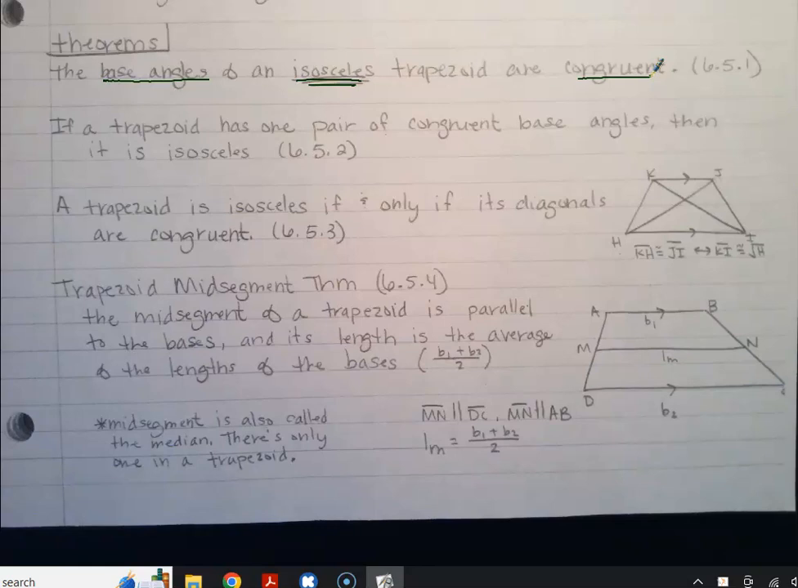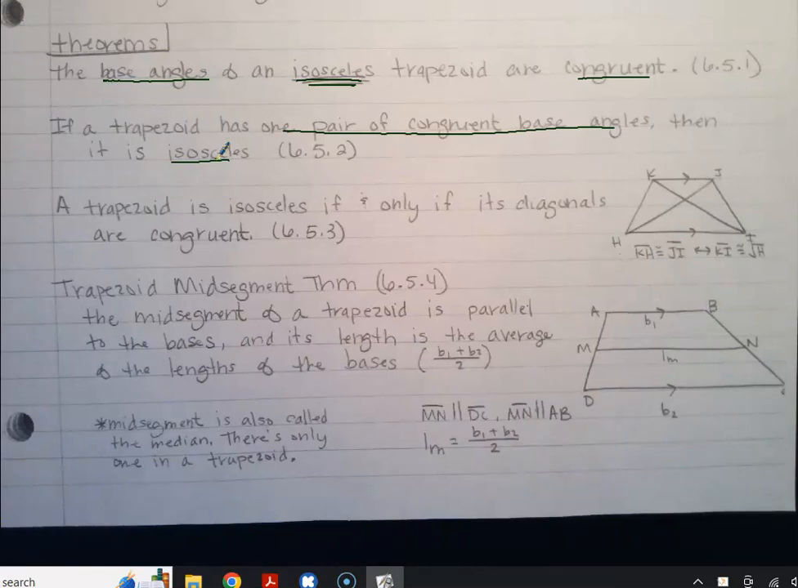Okay, this is true. If a trapezoid has one pair of congruent base angles, then it is isosceles. So if we can prove it has a congruent pair of base angles, then we can say it's isosceles. That's how we use them in the proofs.